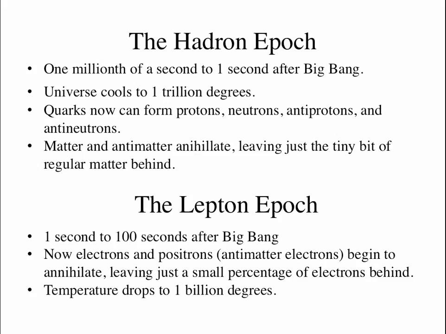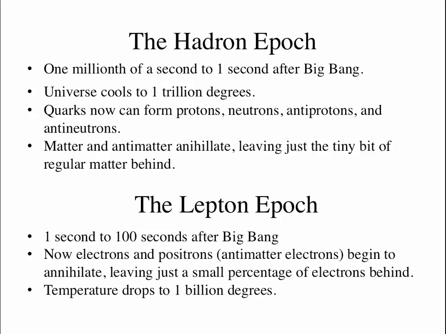After about a millionth of a second, the universe has cooled off so it's only 1 trillion degrees. And once you get this cool, the quarks that are zooming around can now begin to form larger particles, protons and neutrons, and the antimatter companions of these, antiprotons and antineutrons. And the matter and the antimatter begin to annihilate, leaving that tiny bit of regular matter that was extra behind. Protons and neutrons all came from this epoch up to about 1 second after the Big Bang.